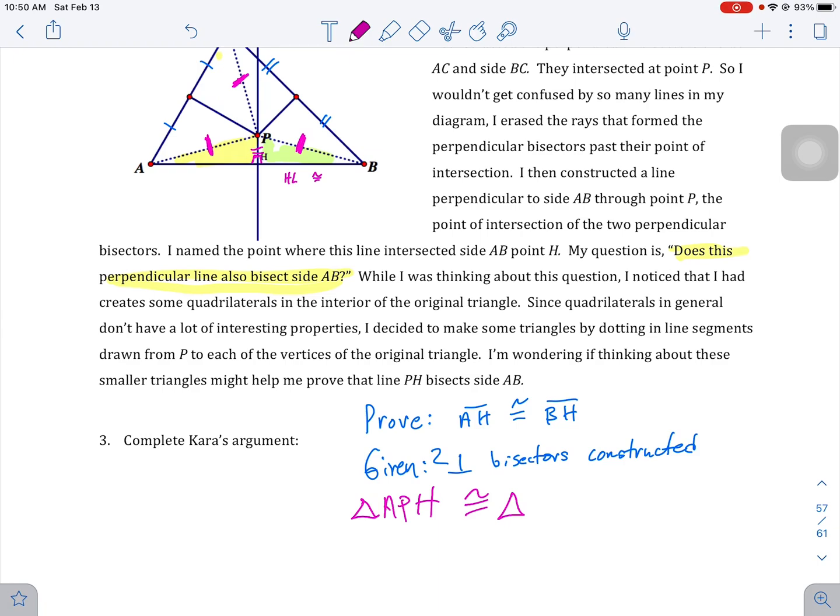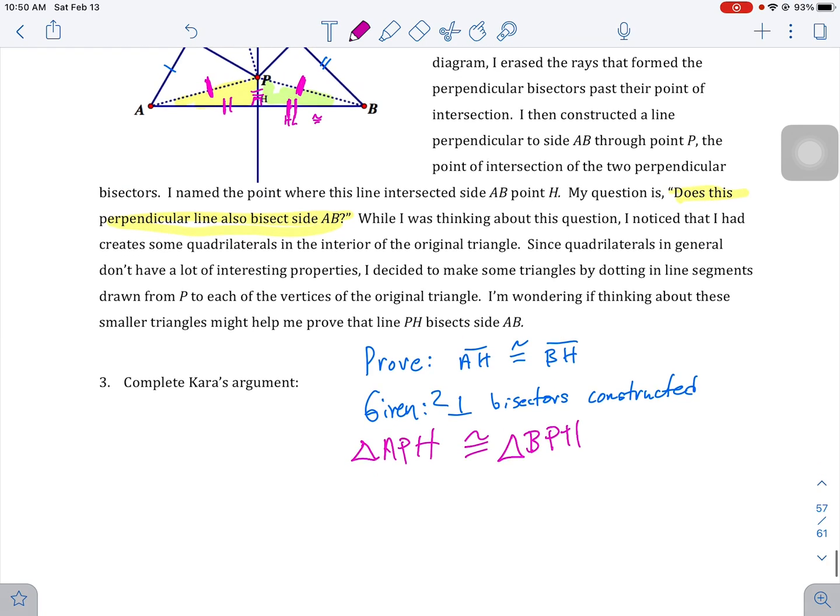Excuse me, sorry about that. BPH. And if those triangles are congruent, then I can also say that corresponding sides are congruent. So I'm going to say that AH is congruent to BH. And again, this first one was hypotenuse leg because we knew it was a 90-degree angle, so it's a right triangle.